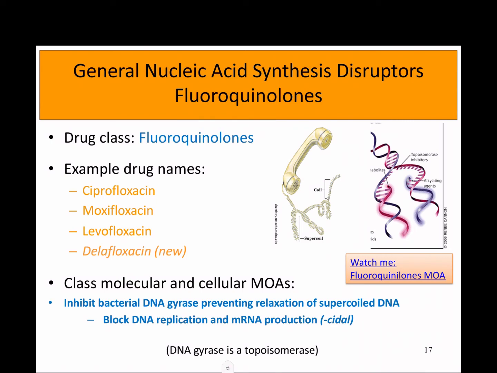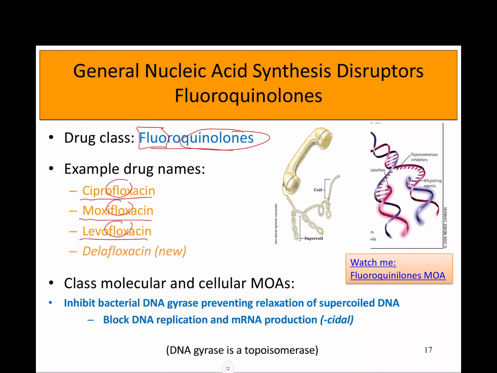I do have a favorite. This antibiotic class just fills me with joy, and these are the fluoroquinolones. They're a quinolone backbone, and they have a fluoride group on them. The drug names here are ciprofloxacin, moxifloxacin, and levofloxacin, and there's also a new one, delafloxacin, but it's not in common use yet. You can remember these drugs are fluoroquinolones because they have the "fluo" in the name.